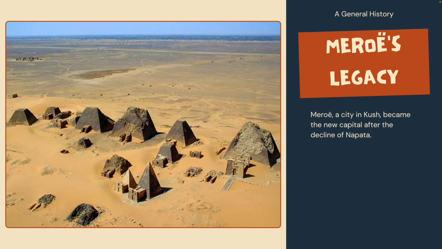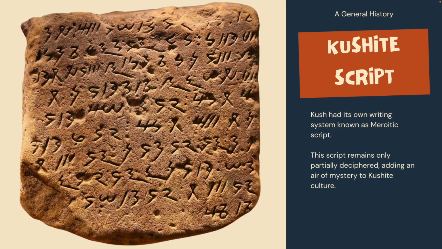Now, despite the overall decline, Meroe continued to thrive as a center of trade and culture. The city's iron industry and unique script are parts of its enduring legacy. So here we see the script. Now, does anybody know what a script is?